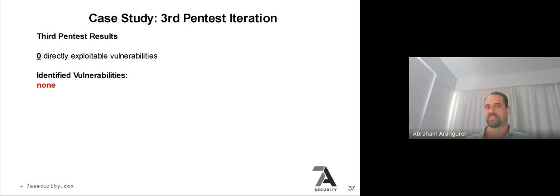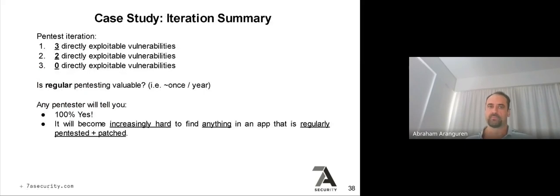So yeah, this is a case study from our own clients, but you can actually confirm this with any pen tester and they will tell you the same, right? They'll tell you pen testing a website or a mobile app or whatever that has been audited more than 3 times is typically a nightmare, and it's going to be a struggle to find anything, right? So let's do a summary of this, right? So pentest iteration 1, we found 3 directly exploitable vulnerabilities. The second iteration, we found 2. The third, we found nothing that was directly exploitable.